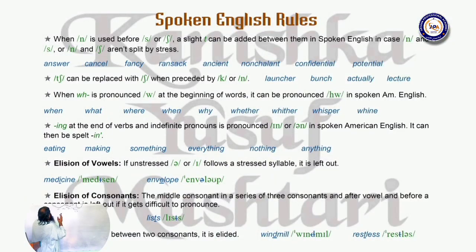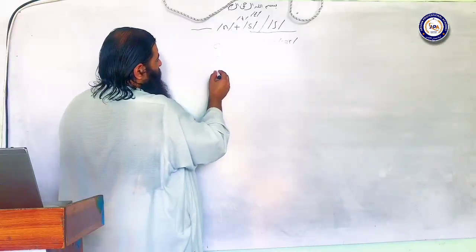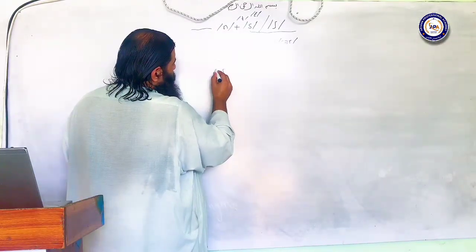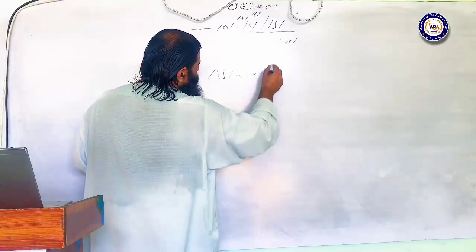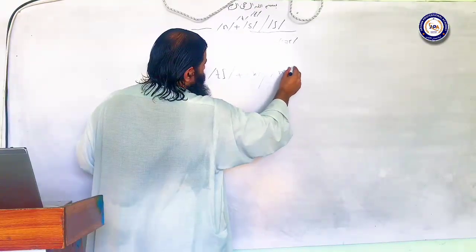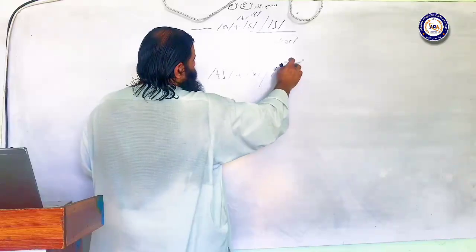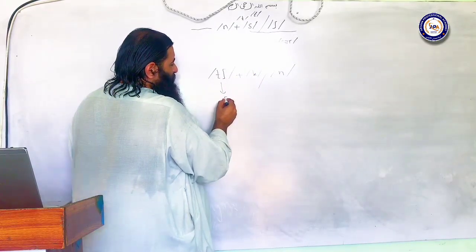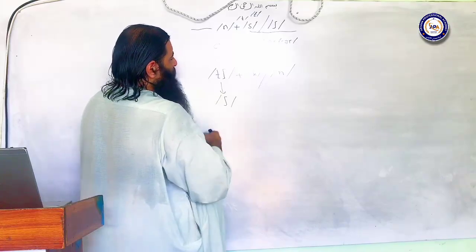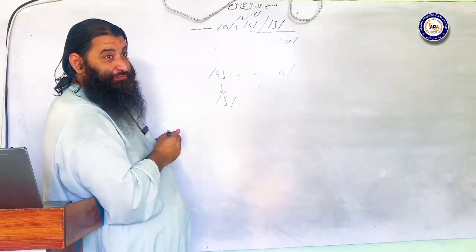Anyways, rule number 2. Ch can be replaced with sh when preceded by k or n. If after or before the ch sound comes either k sound or n sound, in that case we can replace ch with sh. Instead of ch, we can pronounce sh.